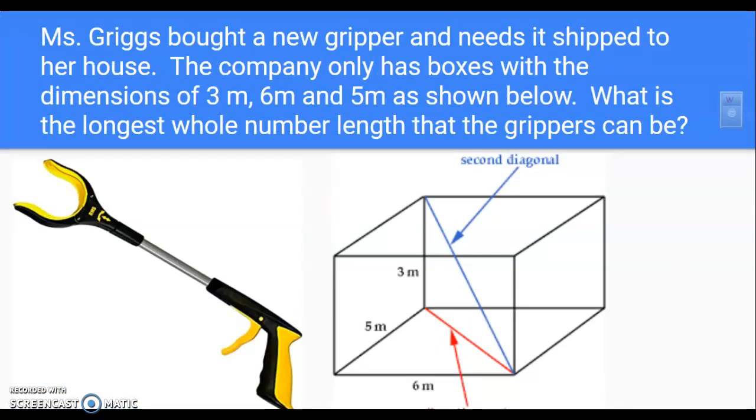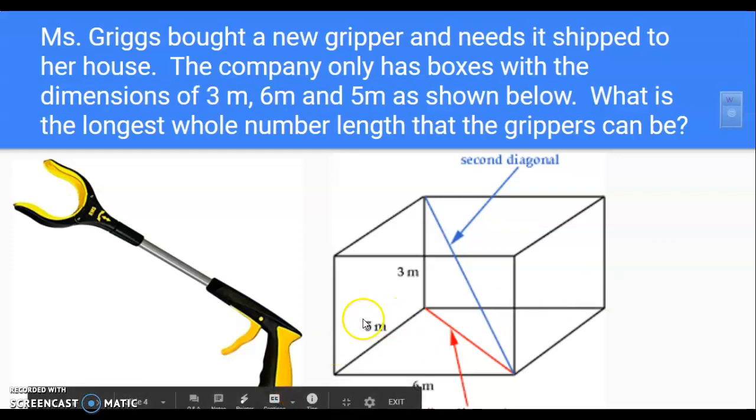All right, next, Miss Griggs bought a new gripper and needs it shipped to her house. The company only has boxes with the dimensions of 3 meters, 6 meters, and 5 meters as shown below. What is the longest whole number length that the grippers can be? So if you notice now, we've added an extra dimension. This is no longer a two-dimensional shape. This is a three-dimensional figure. We're seeing if it will fit into a box.